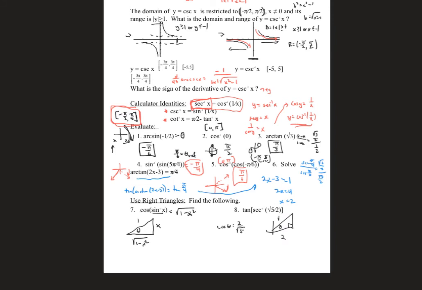That's adjacent over hypotenuse with a little Pythagorean theorem. 2 squared plus, I'll call that a squared, is equal to square root of 5 squared. So a squared is 1, so a is 1. Now the tangent of that angle is going to be opposite over adjacent, which is going to be 1 over 2.